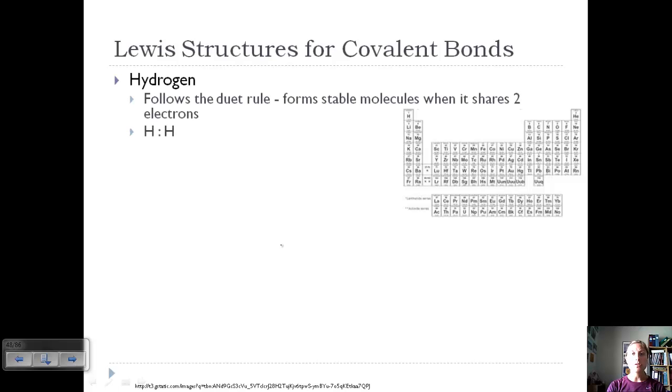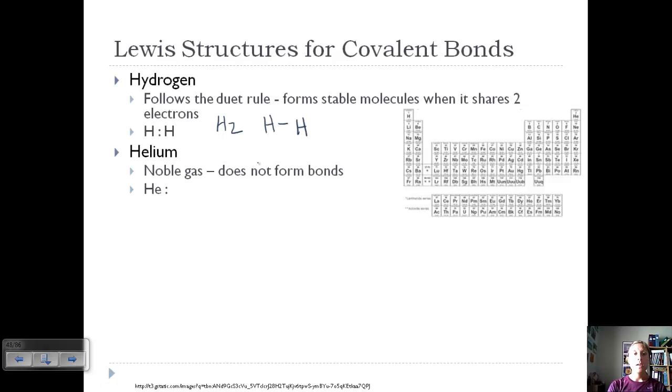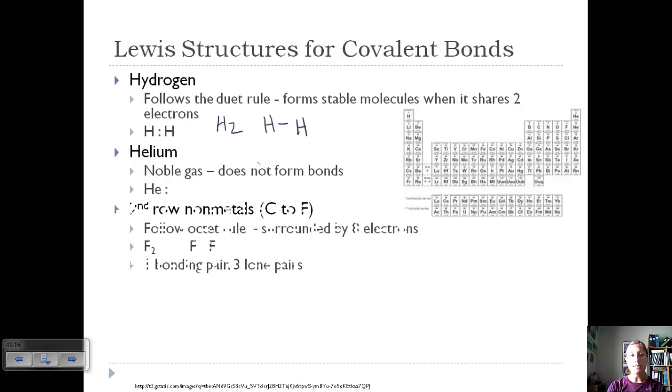So let's look at Lewis structures for covalent bonds. Hydrogen follows what's called the duet rule. So it will form stable molecules when it shares 2 electrons. If we have the molecule H2, these 2 dots mean that they are sharing between. We can also turn the pair into a line, and so 2 electrons are being shared between both hydrogens. If we look at helium, helium is a noble gas. It doesn't form bonds. It already has 2 valence electrons, so it's already stable.